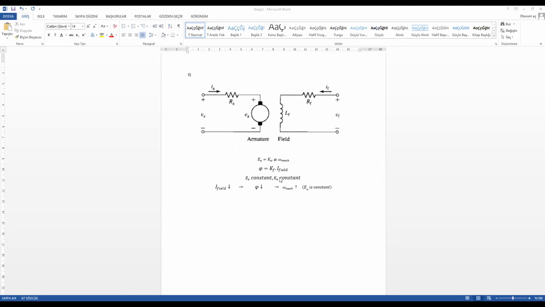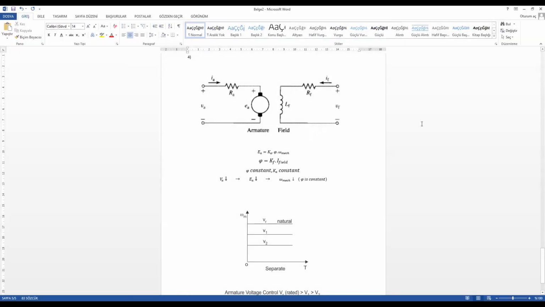In addition, we can write the flux equation in this back EMF. The flux is equal to the field constant multiplied by the field current. Therefore, if the field current decreases, the flux starts to decrease. In conclusion, if the flux is decreased, the rotational speed starts to increase because of the constant back EMF. If the flux is decreased, these are constant, so rotational speed must be increased to hold this equation. So the rotational speed is inversely proportional to the field current.